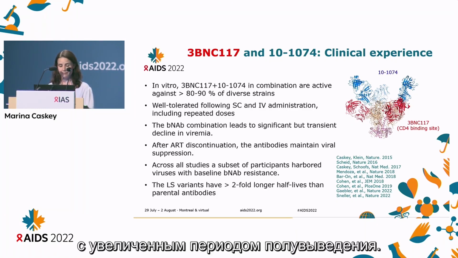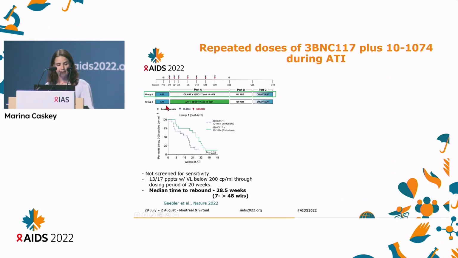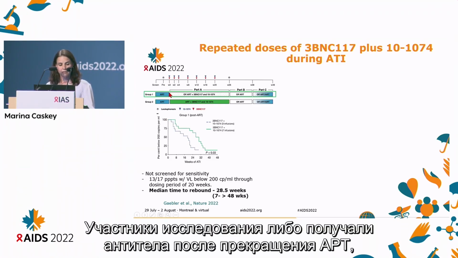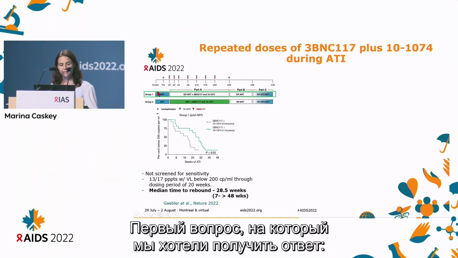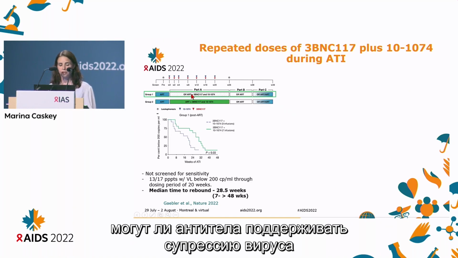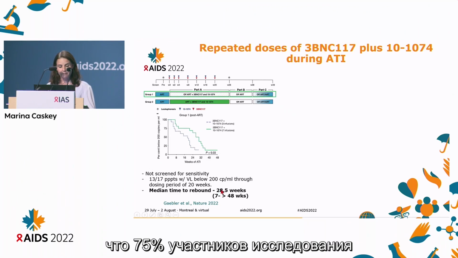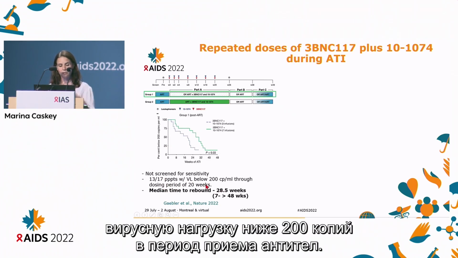So in the most recent study that we completed, we tested the two antibodies over a period of 5 months, where individuals either received the antibodies after they discontinued the ART, or they received the antibodies during suppressive ART. The first question that we wanted to address is, can the antibodies maintain virus suppression during this switch period? And what we found, in fact, is that in our cohort, 5% of the participants were able to continue to maintain viral loads below 200 copies for the period of antibody dosing.